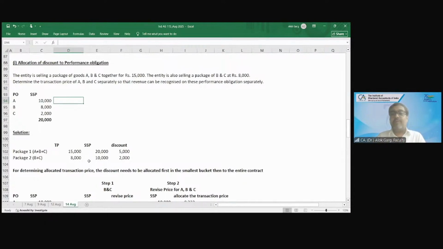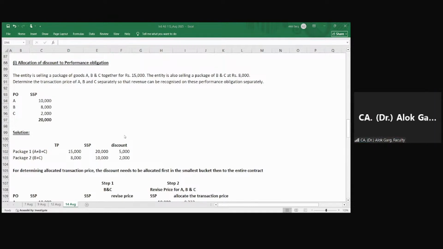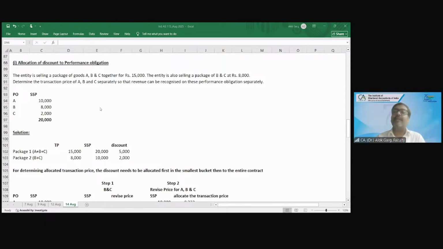But how to allocate between B and C? You will have to identify that. So for B and C you need to estimate the standalone selling price. For B and C, you can either use the adjusted market assessment approach or the cost plus margin approach. For A, you can use the residual approach also, right?